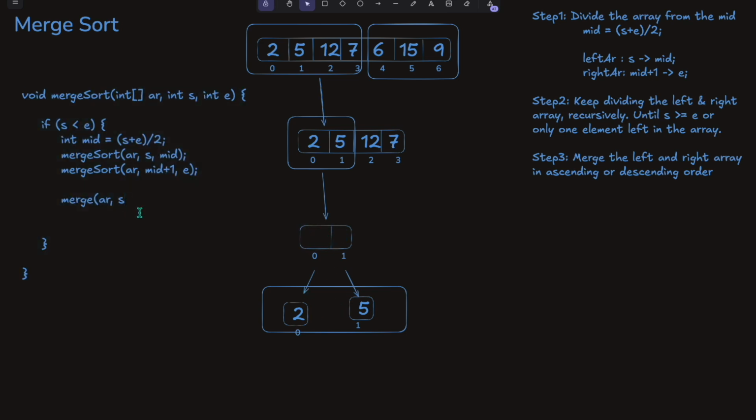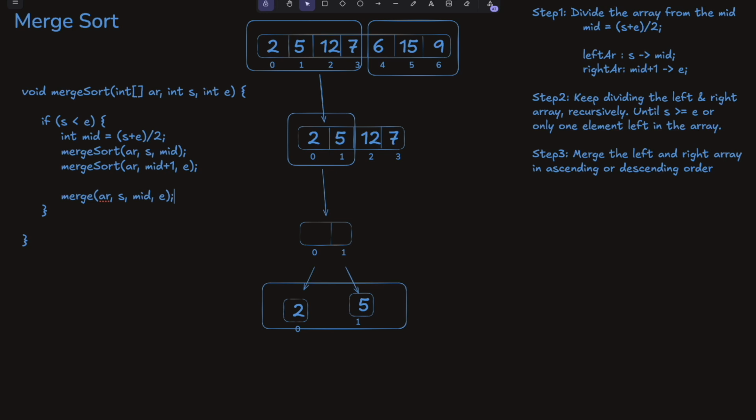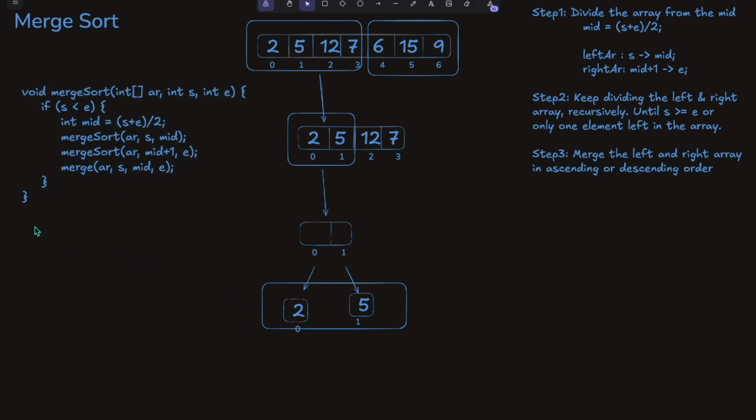So we need to pass starting value and we also need mid, and we will see why we need mid as well, and we will need end point as well. Let me reduce the spaces. Okay, so this method code is completed. So how will we merge? Again, we will create one method.